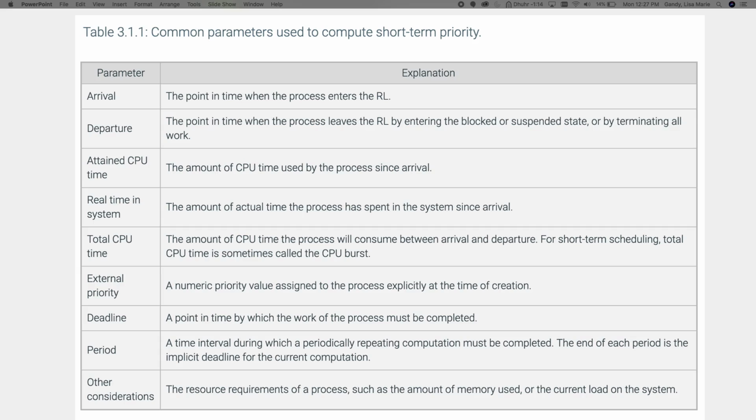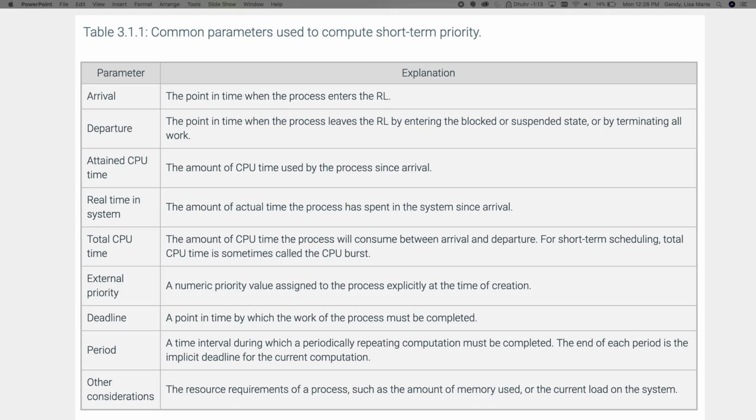Attained CPU time, the amount of time used by the process. Real time in system, the amount of actual time the process has spent in the system. So that's not only using the CPU, it's just been around, using whatever. Total CPU time, the amount of CPU time the process will consume between arrival and departure. For short-term scheduling, this is sometimes called the CPU burst.